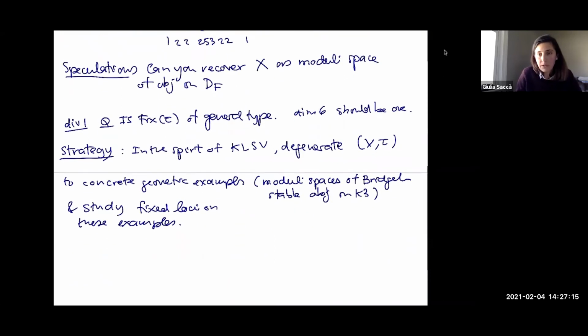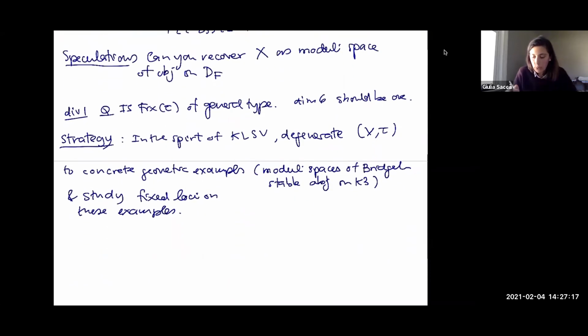And there are some subtleties in this, because when you degenerate this pair, which is the same as degenerating the pair of X with a line bundle, you lose the ampleness of the class. And so the issue is that the limit of the involution is not quite well behaved.